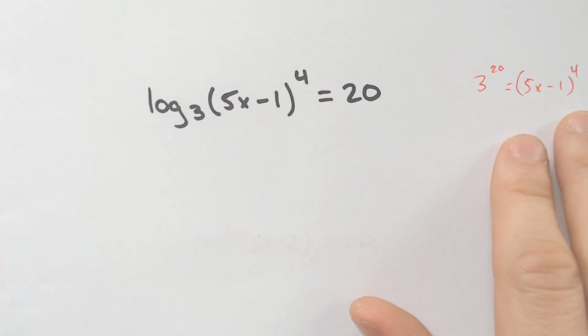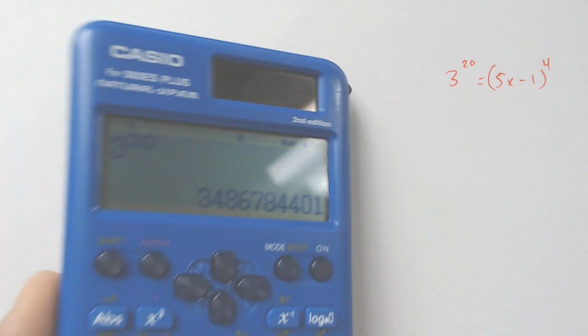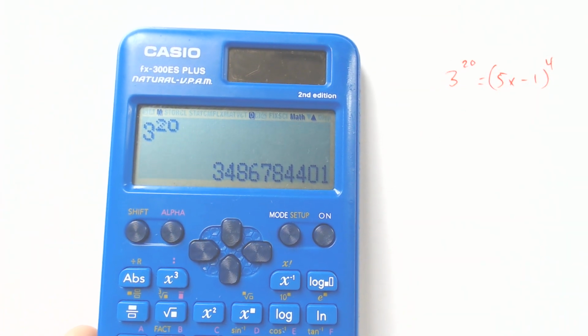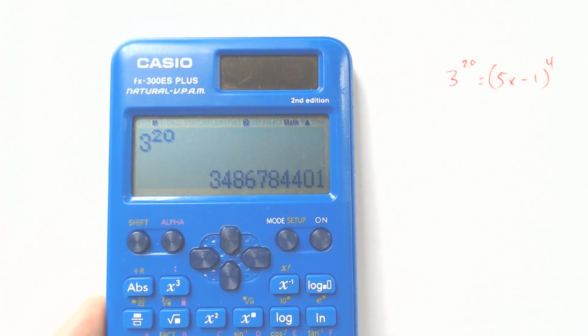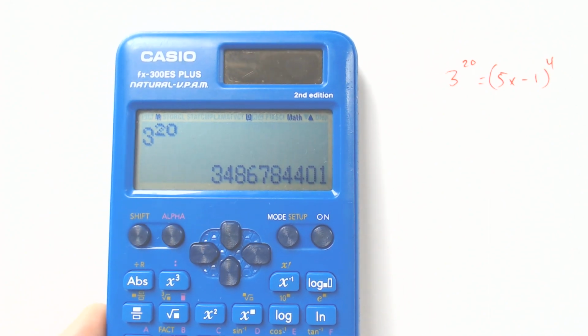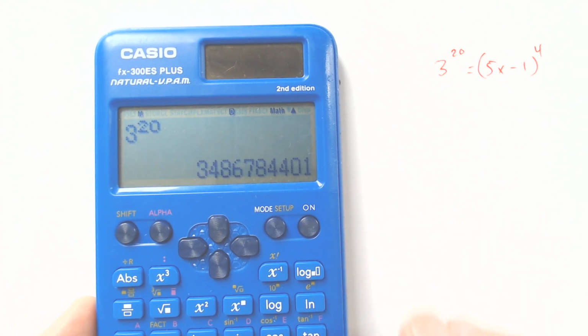I wrote it real small because I want to move it off to the side afterwards. 3 to the 20th power is what? That would probably not be something you would want to do without a calculator, and it would be ridiculous. And I thought for a second I would actually go into scientific notation because that's a really big number.